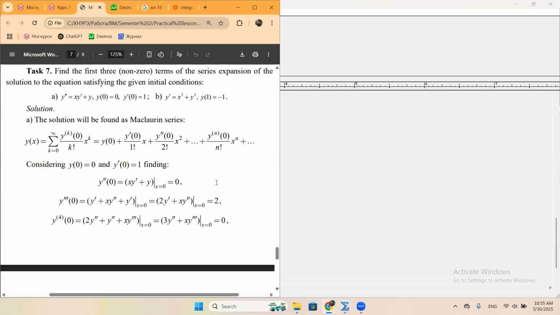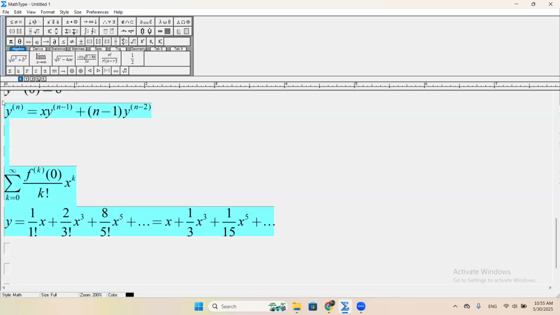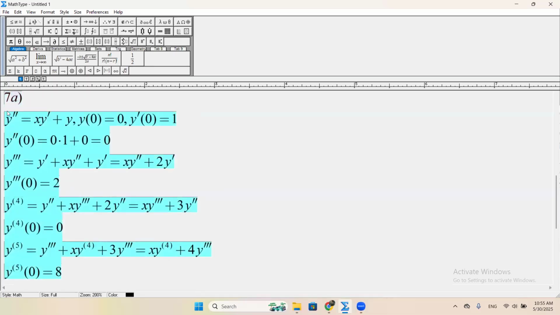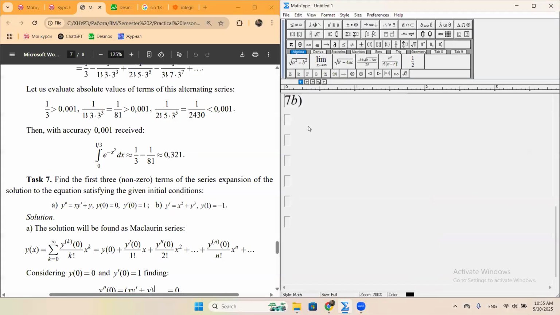By the way, we also have some time to solve exercise B, so let's do it. So we have the following differential equation. One more interesting example. So y prime equals x square plus y cube, and y prime from 1 equals minus 1. y from 1 equals minus 1.